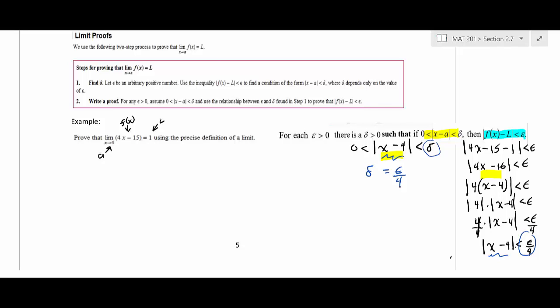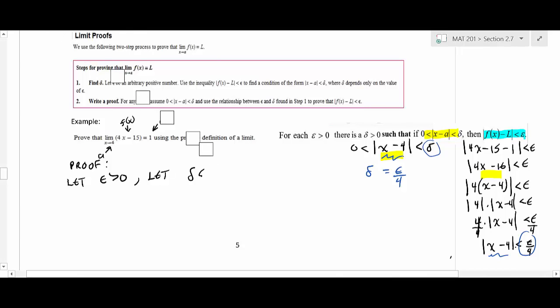Now we're going to formally give the proof. The steps have to be written in a certain way. So the first thing we're going to do is let epsilon be just some positive number. And we're also going to let, hold on, not epsilon, we're going to let delta equal epsilon over 4. Then we can start writing our proof.